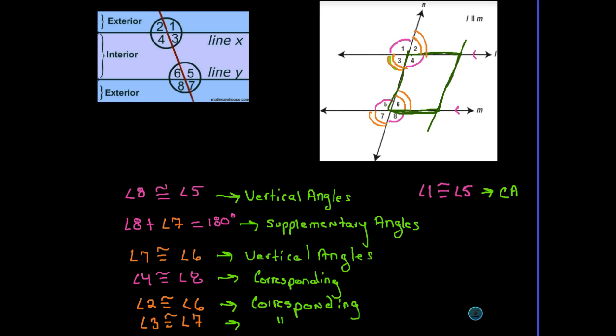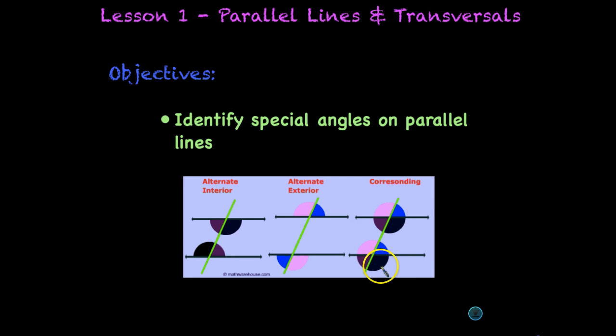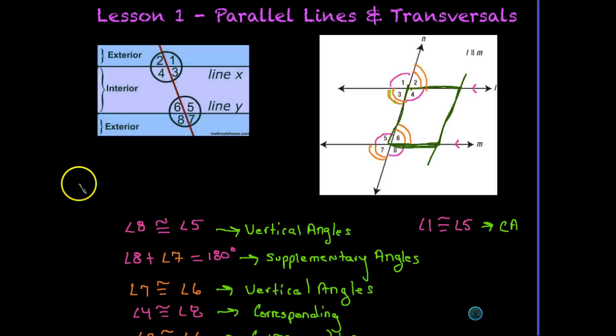Okay, so if we go back to our original objectives, we see that we have identified corresponding angles. The angles here in pink correspond, the angles in blue correspond, the angles in maroon correspond, and the angles in black correspond. What about alternate exterior and alternate interior? Well, if we go back and look at our diagram, alternate means alternating on either side of the transversal. So if we are looking at alternate interior, we can only look at these 4 interior angles, 3, 4, 5, and 6. Well, which ones alternate? Well, 4 and 5 do. Look at our diagram. 4 and 5 are congruent.